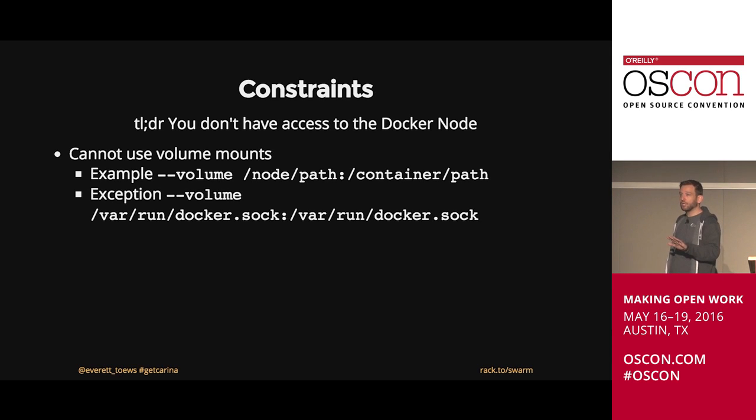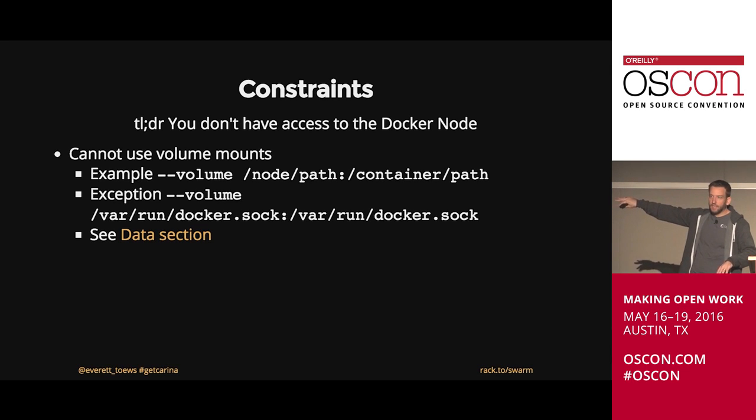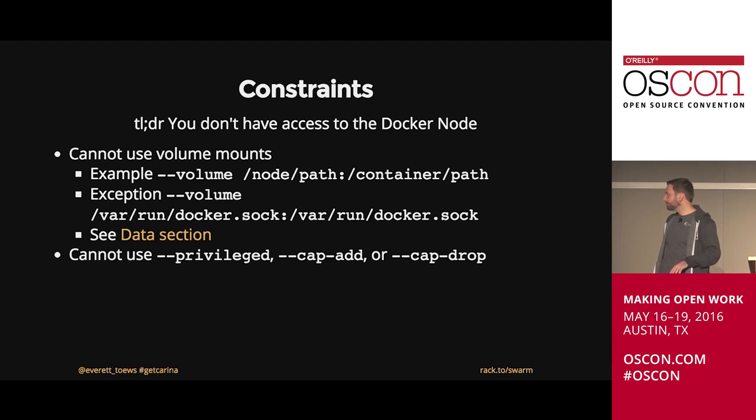We do have the exception that you can mount the local Docker socket of that node, so you can communicate with the Docker engine directly on that node. And there's a lot of tooling out there that relies on having that Docker socket available to it so it can get access to Docker stats or the event stream from that particular Docker engine, and a handful of other things that you might want to do on a particular node. And there's more on this in the data section of this presentation.